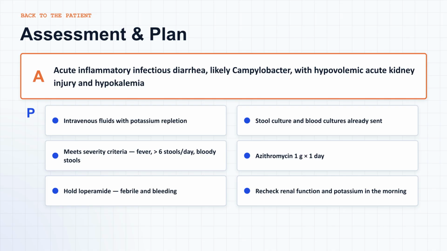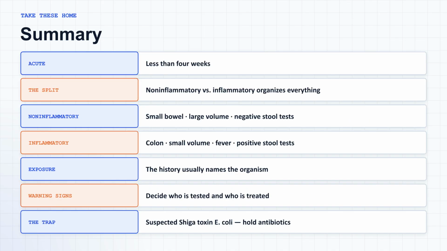We hold loperamide because he is febrile and bleeding, and we reassess kidney function in the morning, and we counsel him on food handling before discharge. Undercooked poultry is a preventable exposure. Let us close the loop.